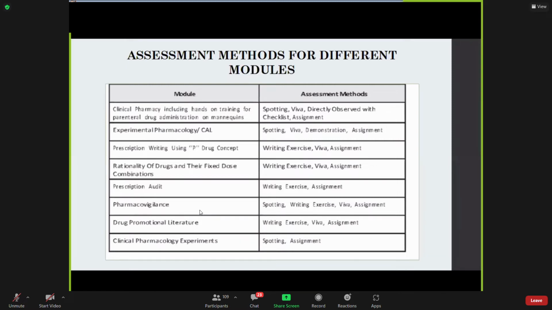Clinical pharmacology experiments. At the end of your sessions, we have different experiments which are performed on humans, be made to learn and would be assessed via spottings or assignments.